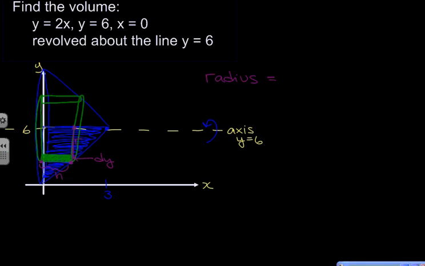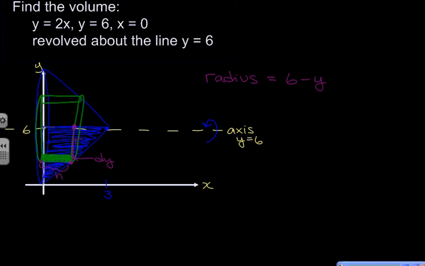Okay, so for our radius, we have to measure from the axis out to the outer edge of our cylindrical shell. So when we do that, you always want to take the larger value minus the smaller value. And this is always in terms of y. So our y values will be as large as 6. And then we'll subtract off whatever value for y that we are inputting into our function. Okay, so our radius will just be 6 minus y.